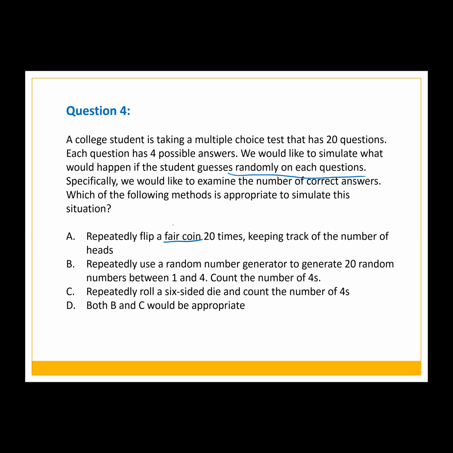Therefore, A is not suitable because they only have two possible outcomes. We need some simulation that has the same four possible outcomes, and each of them has the same chance of happening. Now let's look at B.